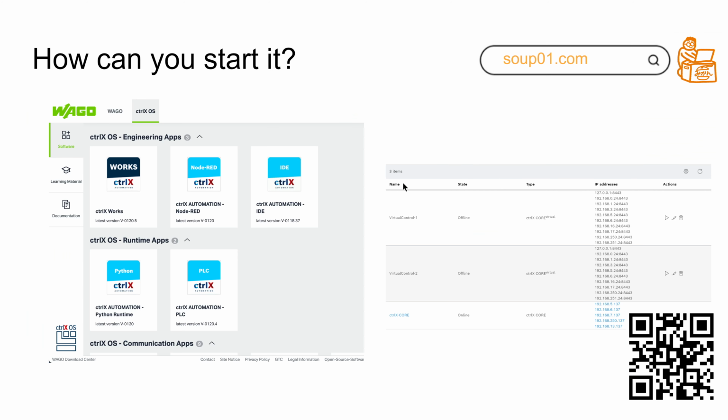So how can you start? As I mentioned before, you can go to the Wago download center to download ctrlX, or you can go directly to the Bosch Rexroth webpage to register as a user, and then download ctrlX Works and the apps that you want.